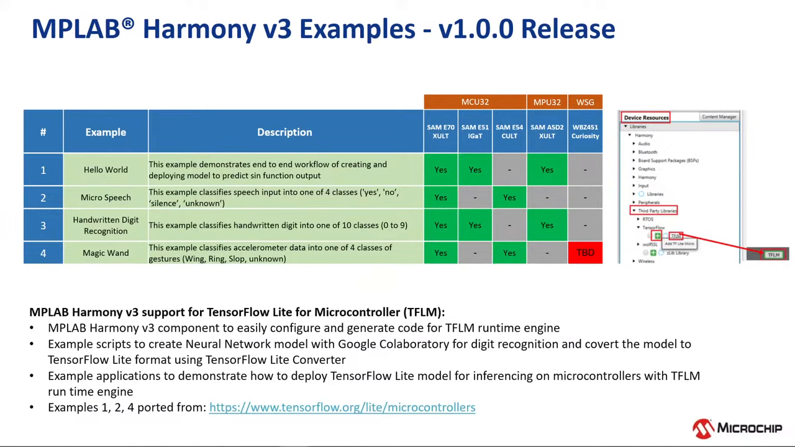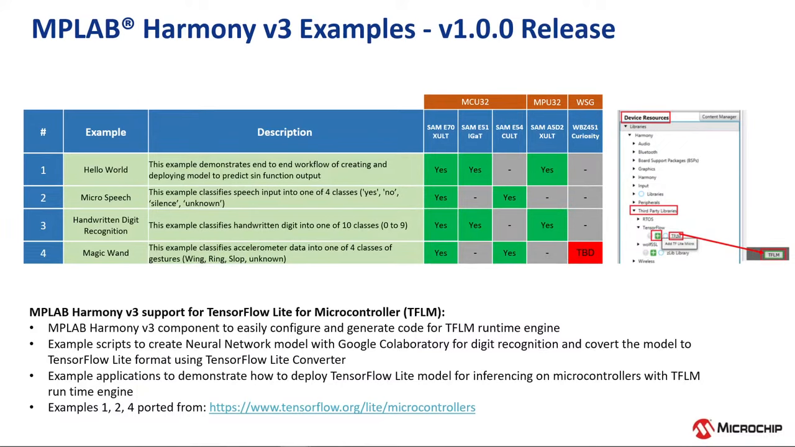We have other examples like MicroSpeech, which is an audio-oriented application, and digit recognition, which not only shows you what digit you are writing, it also helps you with gestures. Then there's the magic wand, which uses an accelerometer. We defined it into four different classes of gestures. I would not read what is written on the slides, but you can go through it.